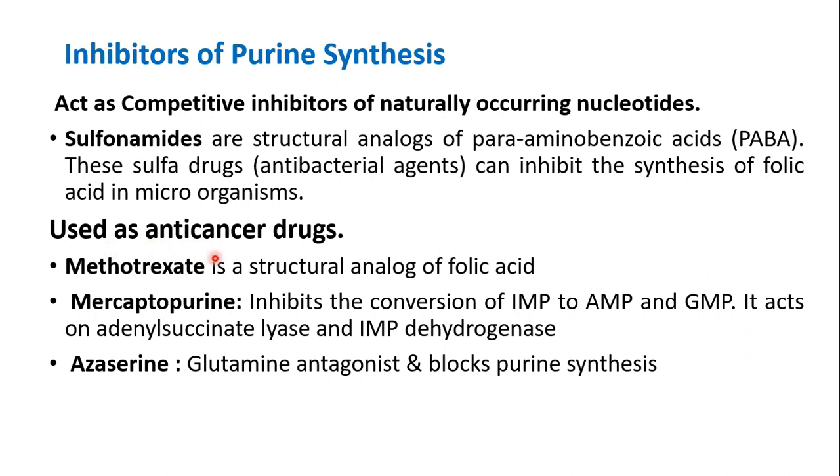They also act as anti-cancer drugs. Methotrexate is a structural analog of folic acid. Mercaptopurine inhibits the conversion of IMP to AMP and GMP. It acts on adenylosuccinate lyase and IMP dehydrogenase. Azathioprine is a glutamine antagonist and blocks purine synthesis. So these are some of the inhibitors of purine synthesis.